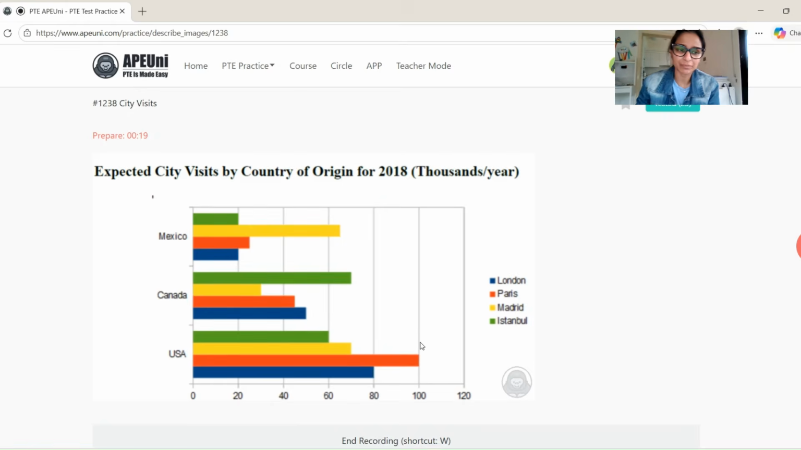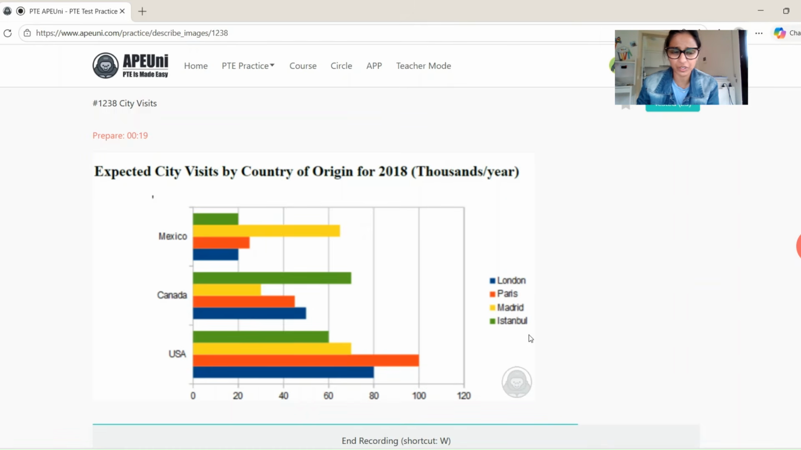The given image is a bar chart showing the expected city visits by country of origin for 2018 by thousands per year. On the left hand side are the countries Mexico, Canada, and USA. Each one of them has 4 bars. On the bottom, we can see the numbers 0 through to 120 in increments of 20. So 20, 40, 60, and so on. On the right hand side are the cities London, Paris, Madrid, and Istanbul, represented by blue, red, yellow, and green.